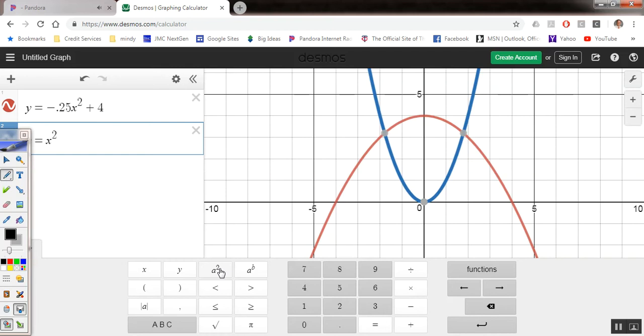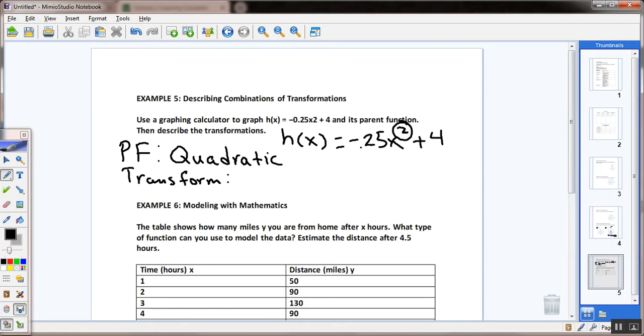What's one move that happened from the blue graph to the red graph? What's one transformation? It flips, right? Is that what you said, Sterling? Yeah, it flips. Okay? So one transformation is a flip. The flip happens because of the negative out here.